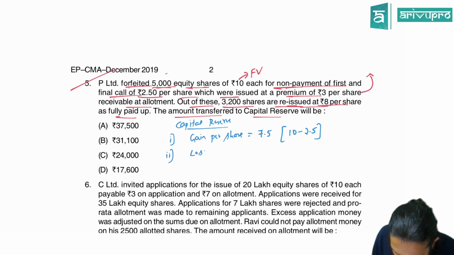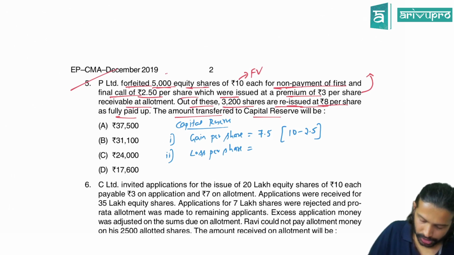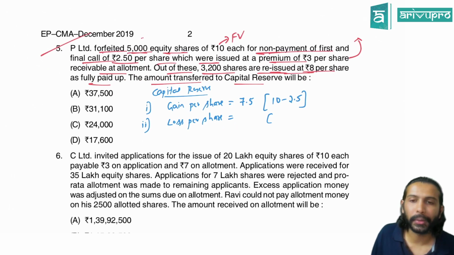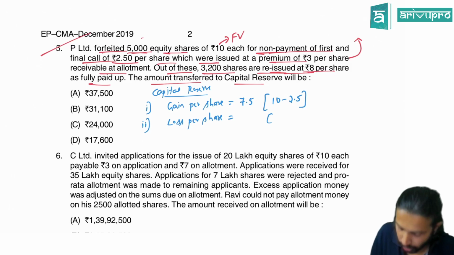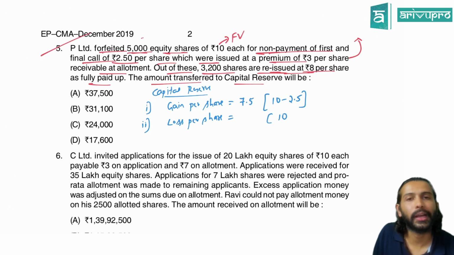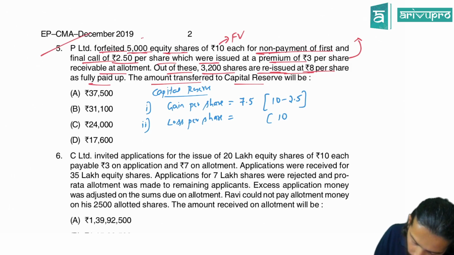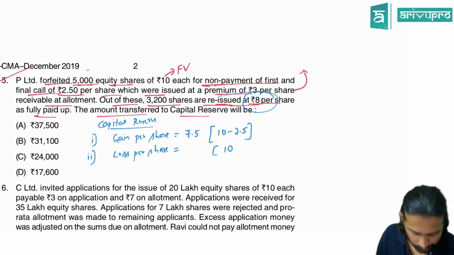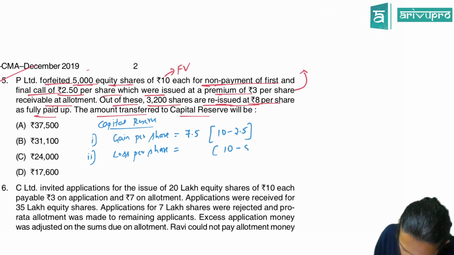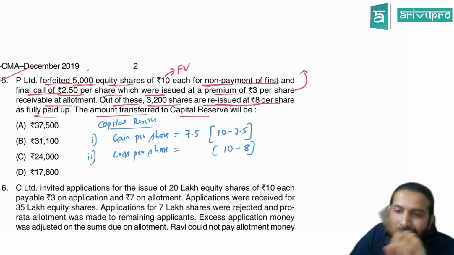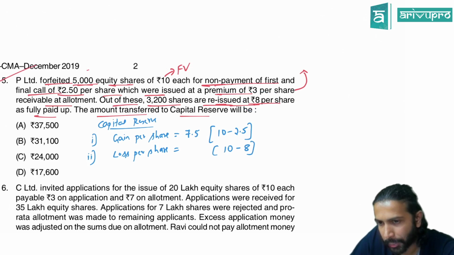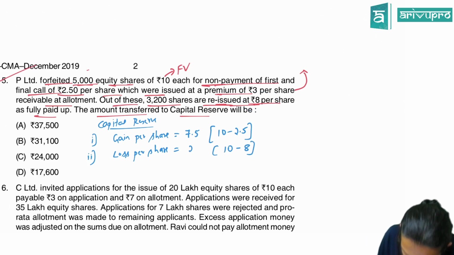Second step is to find out loss per share. After forfeiting, what did the company do? They reissued. What is the face value of the share again? 10 rupees. At what price did they reissue? 8 rupees per share. A 10 rupee share the company reissued at 8 rupees. That means, did the company make any loss? Yes. How much loss on one share? 2 rupees is the loss on one share. 7.5 rupees is the gain. 2 rupees is the loss.